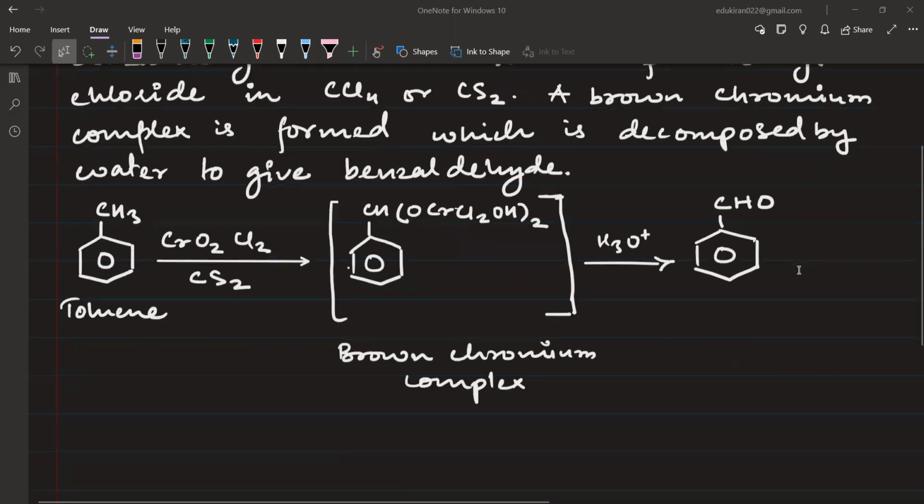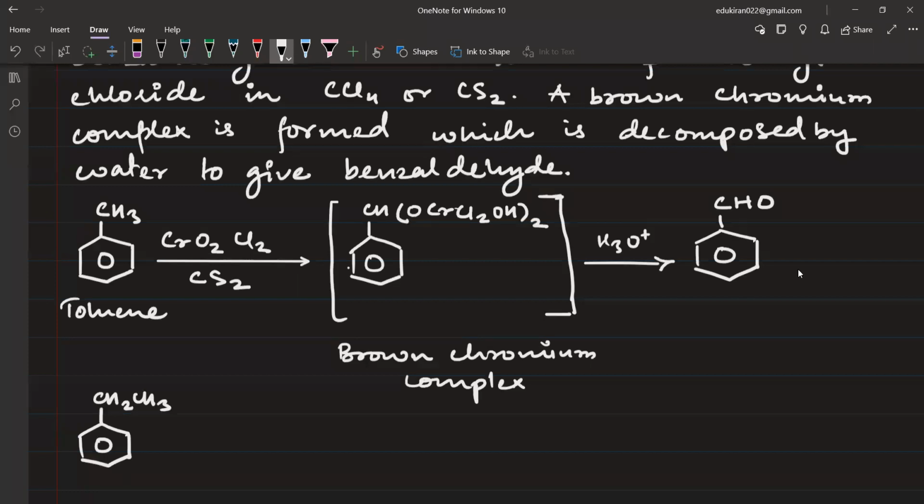Okay. Also write one more reaction. If we have a larger alkyl group here, for example, we have CH2CH3, and we are using CrO2Cl2, in the second step, we are using H3O+. Then in this case, the CHO group will be on the last carbon. So the CH3 will be converted to CHO, and you'll have CH2 as it is, followed by CHO.